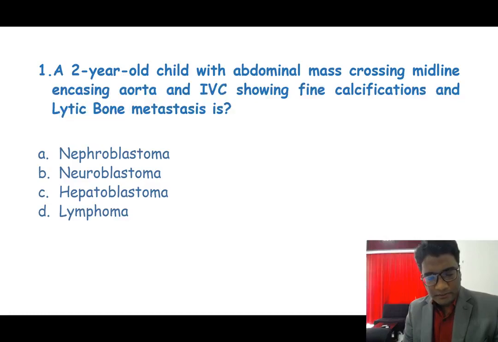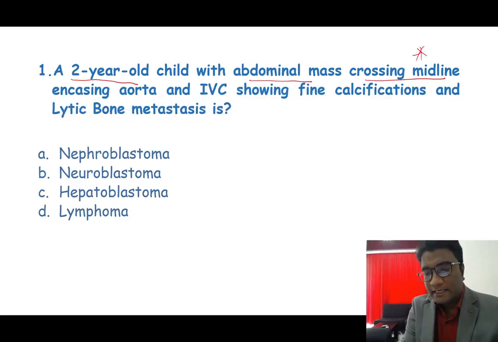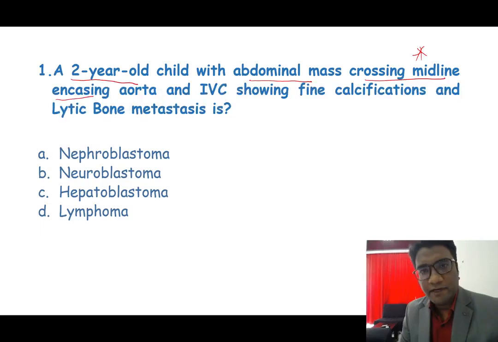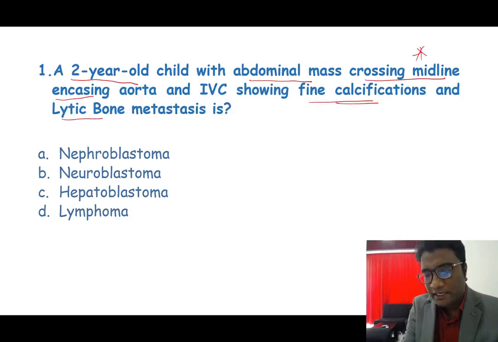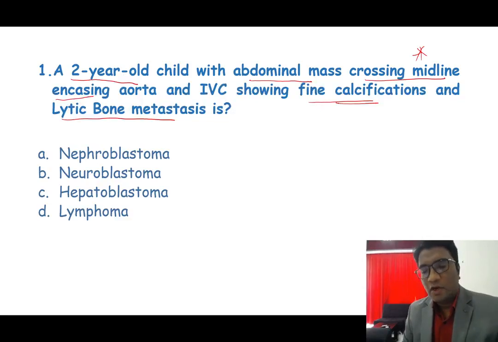So did you try this question, guys? What is this question telling? Just look into this. This is a 2-year-old child with an abdominal mass crossing the midline and encasing the aorta and the inferior vena cava. It is showing fine calcifications and lytic bone metastasis. What do you think this lesion could be? Any answers from your side?